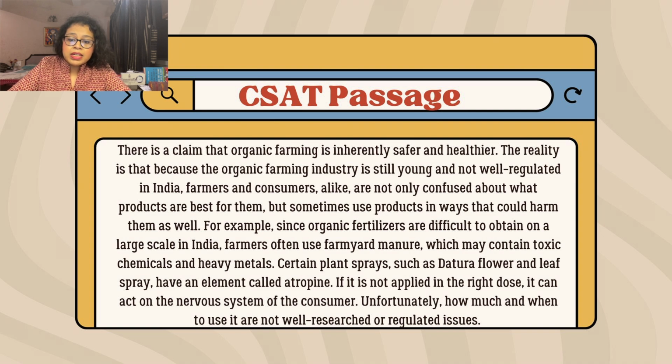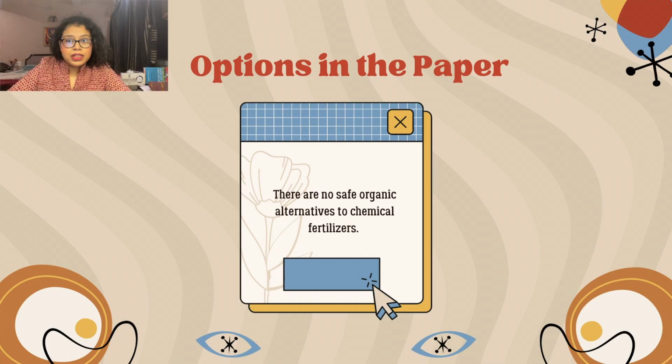Let's keep reading. Certain plant sprays such as datura flower and leaf spray have an element called atropine. If it is not applied in the right dose, it can act on the nervous system of the consumer. Unfortunately, how much and when to use it are not well researched or regulated issues. The option that they had given is there are no safe organic alternatives to chemical fertilizers. Okay. Now, think of this and look at the words no safe organic alternatives. What have they said in the passage?